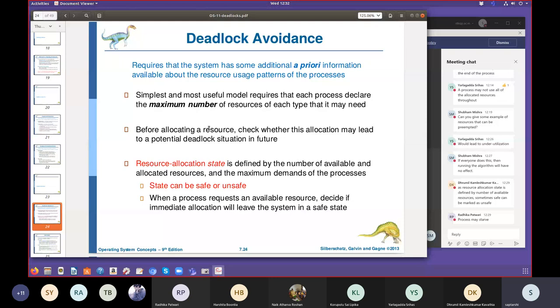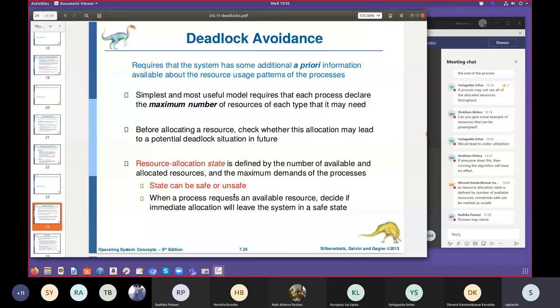So let's now actually formalize these things. We are telling many terms like resource allocation state, safe, unsafe. Let's start formalizing them. So basically, a resource allocation state is defined by the number of available and allocated resources, maximum demands of the processes, how many resources the processes have already got versus how many are still pending. All these things make up the resource allocation state.